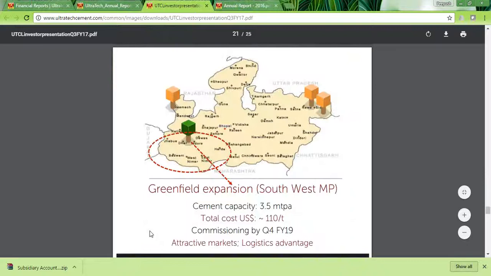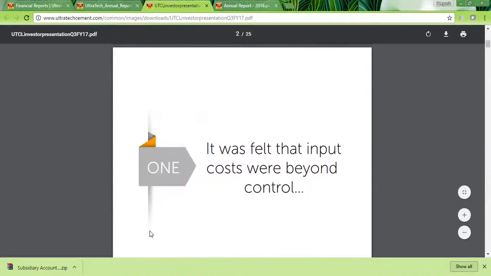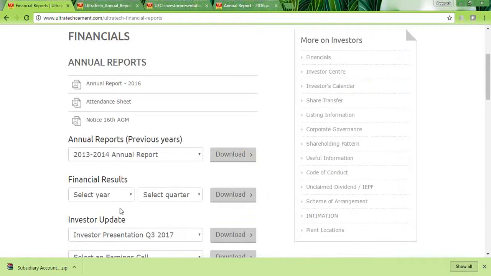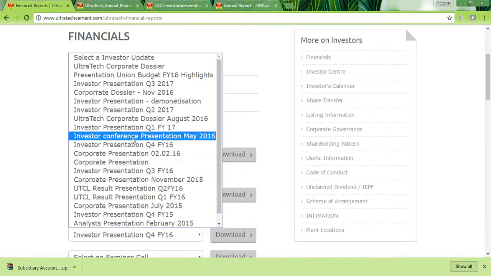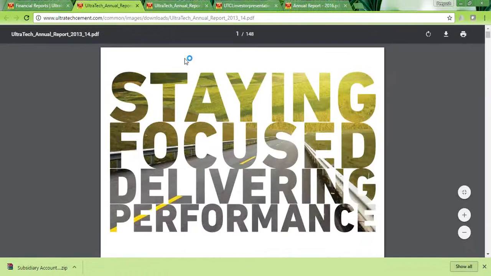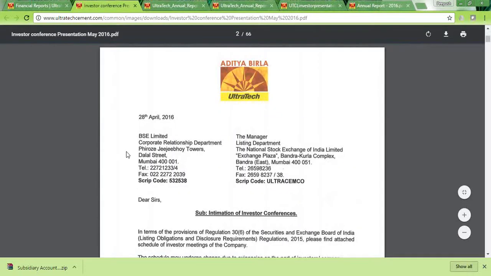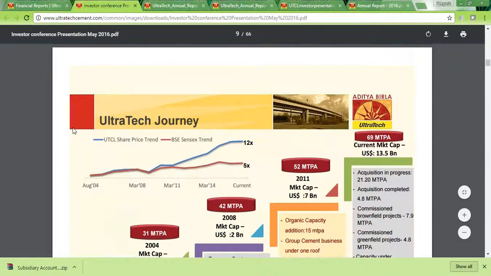Why is that? It is probably because of higher expansion by a lot of the other players, so total capacity itself could be significantly larger. That's one of the presentations that is available. We can look at other investor presentations, probably the last year-end one or one just after that might be extremely useful. So we can look at the investor presentation for May 2016 and download this as well. This is probably going to be one of the major inputs into our exercise of understanding how the cement industry works, right?